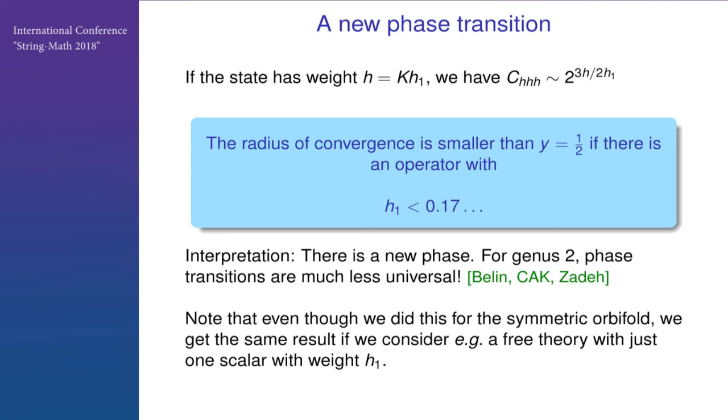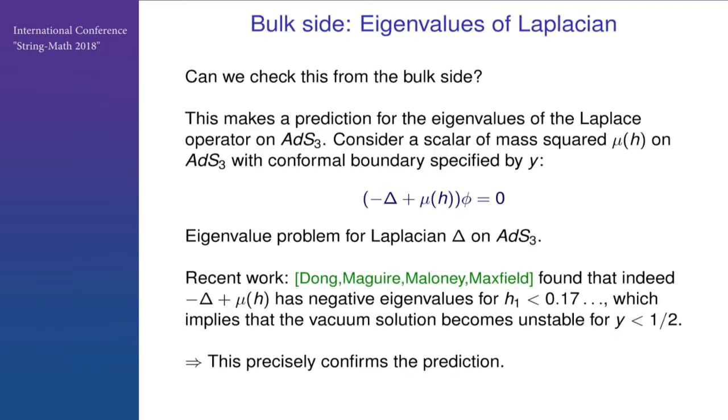And now in the remaining 2 minutes or so, let me advertise work by our friends Maloney, Maxfield and collaborators. So what we did is a computation on the CFT side. And this made a prediction that there should be a new phase appearing if there's a light enough scalar, if there's a light enough field in the theory. Now, of course, what you would want to do is check whether you can confirm this prediction on the gravity side, on the bulk side. And this is exactly what these people did.